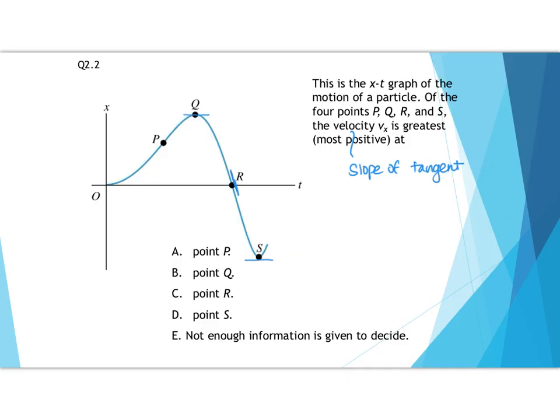The slope at R would be relatively steep, but it would be a negative slope, and we want a positive slope. And we're left with point P as the only one that has a positive slope, so it becomes the default answer because the slope of the tangent line at point P would be positive and would indicate the instantaneous velocity at that time.